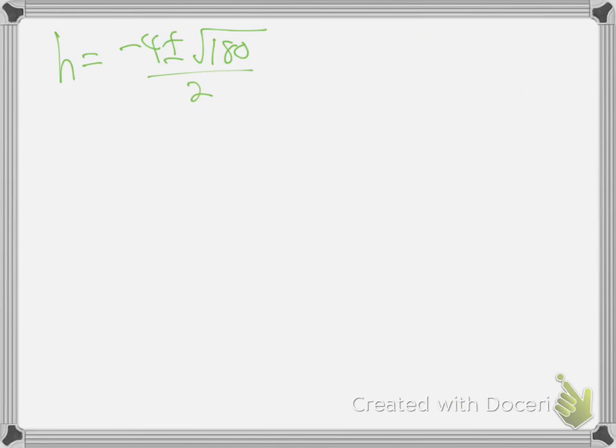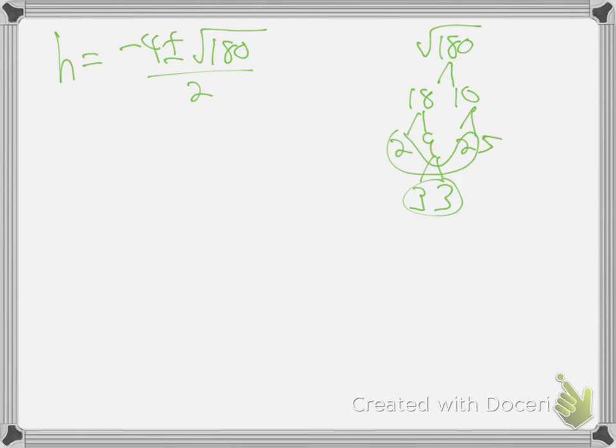Okay, now you've got to break down that 180. So that's 18 times 10, 2 times 9, 2 times 5, 3 times 3. So 2 3s, 2 2s. So out will come 6, right? Or maybe I would take it more slowly. If you break down that 180, it's 2 2s, 2 3s, and a 5.